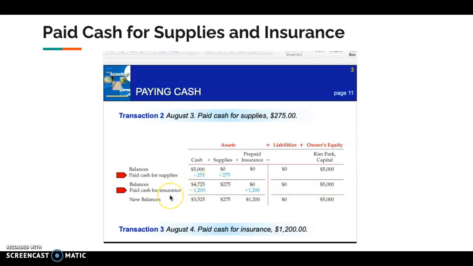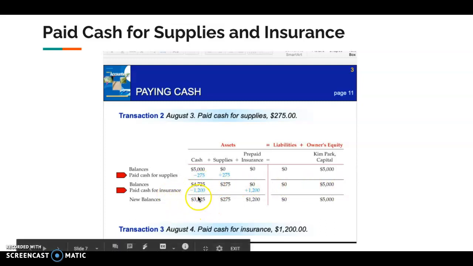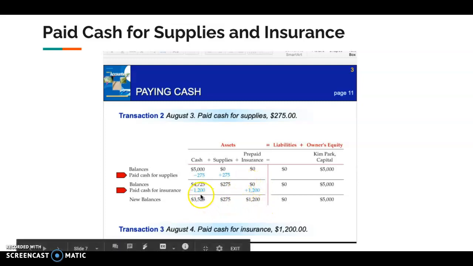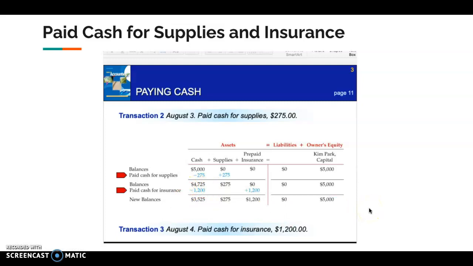All right, paid cash for insurance. So we are $1,200. So we're going to subtract out 1,200 because we're paying cash, we're losing cash, but we're gaining insurance. So again, we subtract that, we come up with a new balance, we bring that balance down, and now we go from 0 to 1,200. So if you add those three numbers up, they're going to equal 5,000 equals 0 plus 5,000, 5,000. So the accounting equation still equals, and it always should after every transaction.